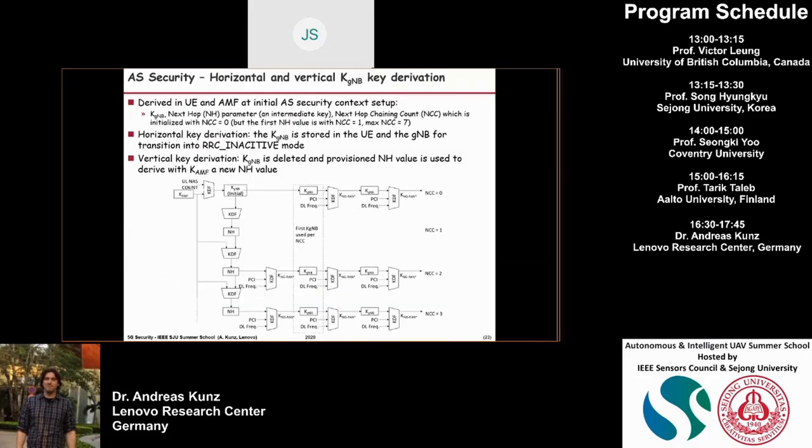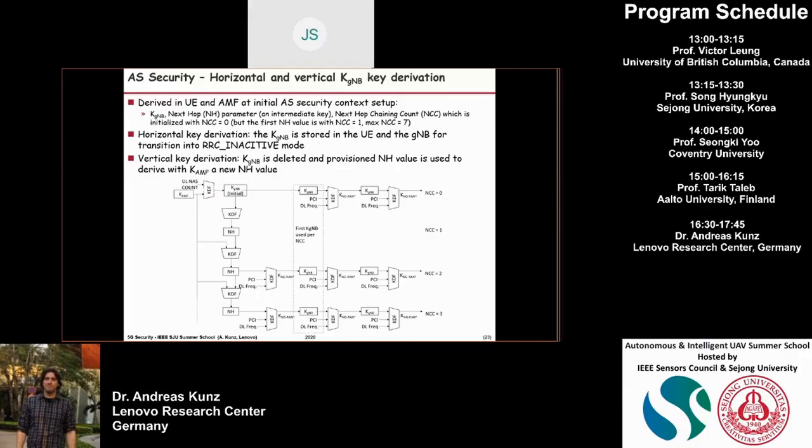This is about the horizontal and vertical KgNB derivation. There are a couple of parameters involved. One is the next hop parameter, NH, which is an intermediate G-Node B key, and the other one is the next hop chaining count, NCC, which is used with 0, but if you see in the figure, only the value 2 is used, basically. And the maximum value would be 7.